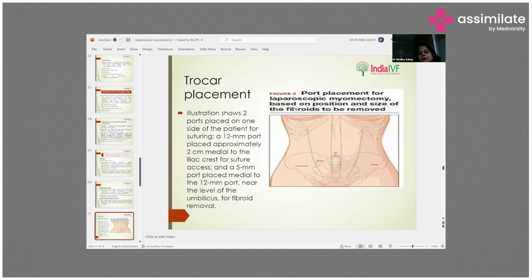So, trocar placement. You see, this is the port placement for laparoscopic myomectomy based on the position and size of the fibroids to be removed. The illustration shows 2 ports placed on one side of the patient for suturing. A 12 mm port is placed approximately 2 cm medial to the iliac crest for suture access, and a 5 mm port is placed medial to the 12 mm port near the level of the umbilicus for fibroid removal. So we put this for the fibroid removal. This is the main trocar. From here only we will take it out.